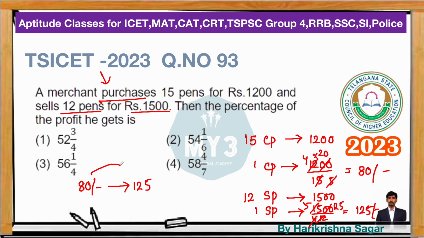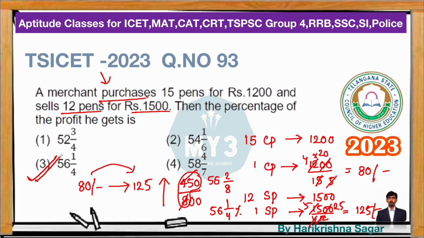What is the percentage profit? 80 become 125 means we can say on top of 80 there is an increase of 45. We can further simplify this. I am just adding one more 0 here and further simplifying this part and replacing by 100 with percentage. 8 5s are 40 and we are left with 50. 8 6s are 48. We are left with 2 by 8. So 56 2 by 8 we can comfortably write as 56 1 by 4 percentage, which is available as option 3. Mark it as answer choice.